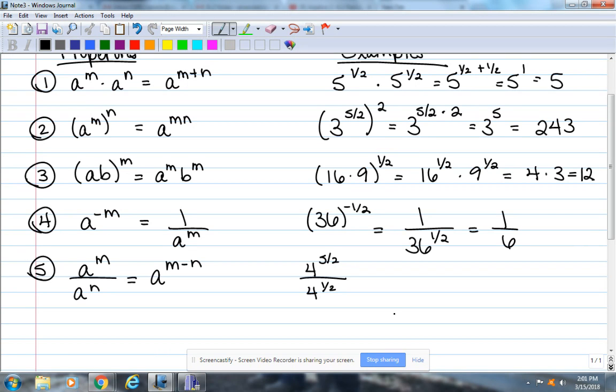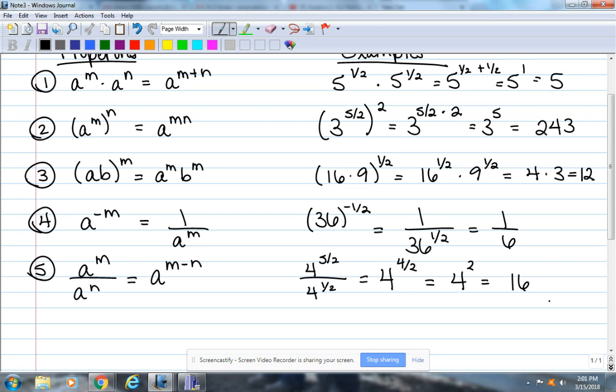They have the same base, don't they? So we subtract. What's 5 over 2 minus 1 over 2? What's 5 minus 1? 4. So that's 4 to the 4 over 2, right, which is the same thing as 4 squared, which is 16. So if you simplify this already without showing this step, that's okay.